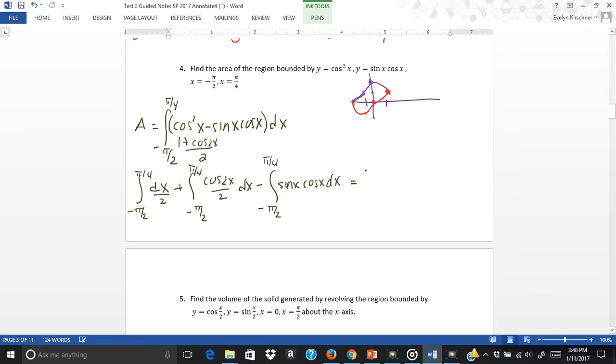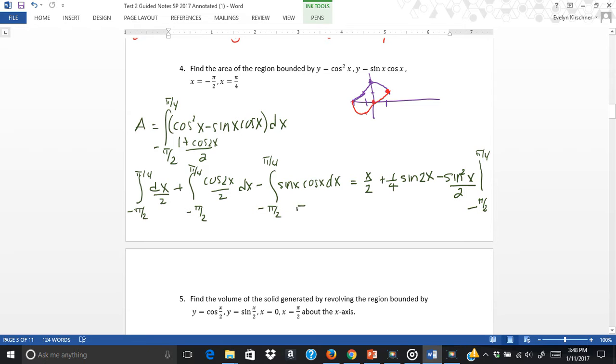So here I have x over 2. For cosine 2x, I need a 2, so I have a 1/4 here, and it's going to be sine 2x, and then minus sine becomes sine squared x over 2. And I'm going to integrate that from negative pi over 2 to pi over 4, because this was like u, so u squared over 2.